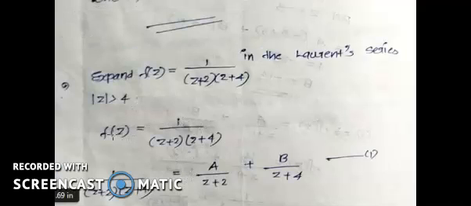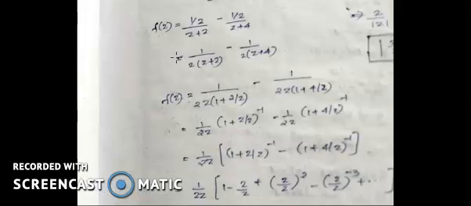Now substituting in equation number 1. So this is equation number 1. Let us substitute the value of A and B in this place. So we get f of z is (1 by 2) into 1 by (z plus 2) minus (1 by 2) into 1 by (z plus 4), because A value is 1 by 2, B value is minus 1 by 2. Now this 2 comes in the denominator: 1 by 2(z plus 2) minus 1 by 2(z plus 4). Now our condition is mod z is greater than 4.